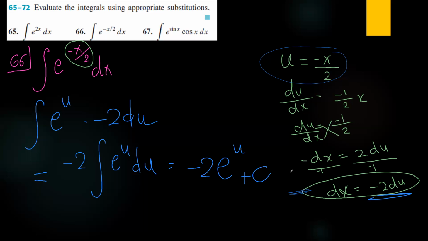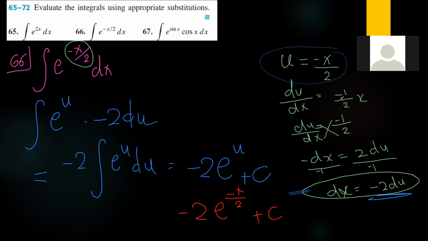As I told you before, the integration of e to the power u will be e to the power u plus c. Then I have negative 2e, but now you have to write negative x over 2 plus c. This is for number 66. Is it clear? Yes, teacher.